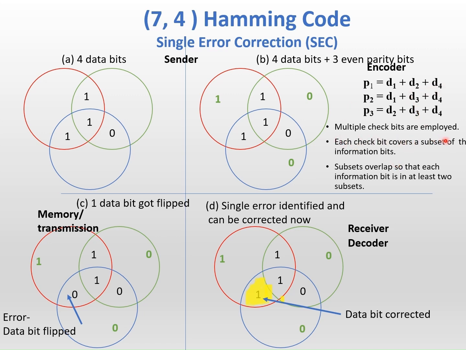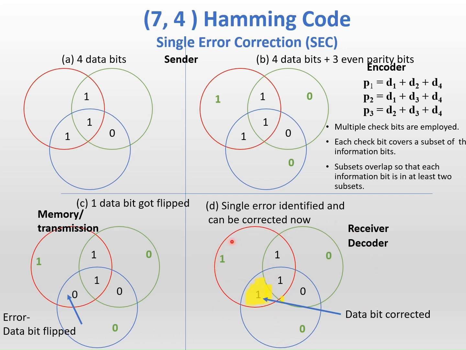So multiple check bits are employed in the 7,4 Hamming code. 3 check bits. Each check bit covers a subset of the information bits, and the subsets overlap so that each information bit is in at least one subset. So after putting the parity bits, the sender is sending it, right? Or maybe this data is saved in the memory as a code word, and something happens and a bit gets flipped. It was 1 before and this is 0. So if it is sent through a noisy transmission line and this bit got flipped and became 0, now the receiver will calculate the parity again.